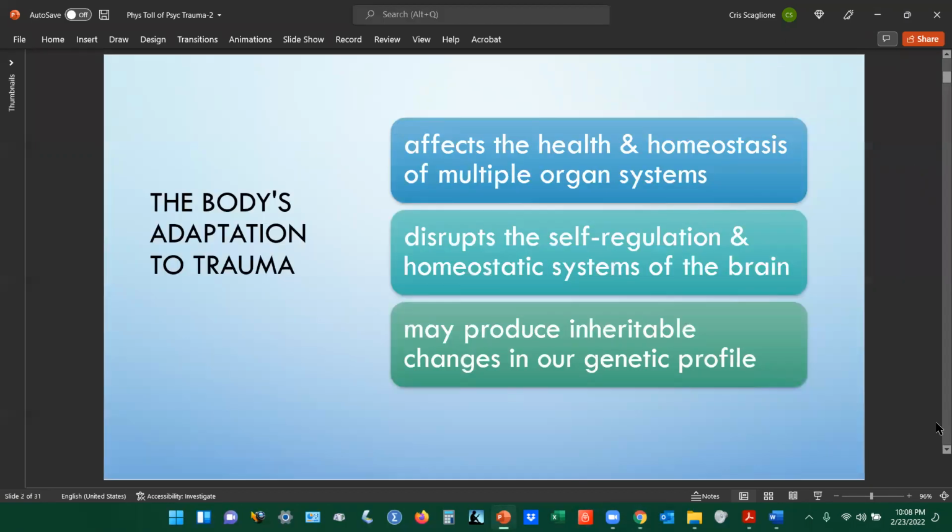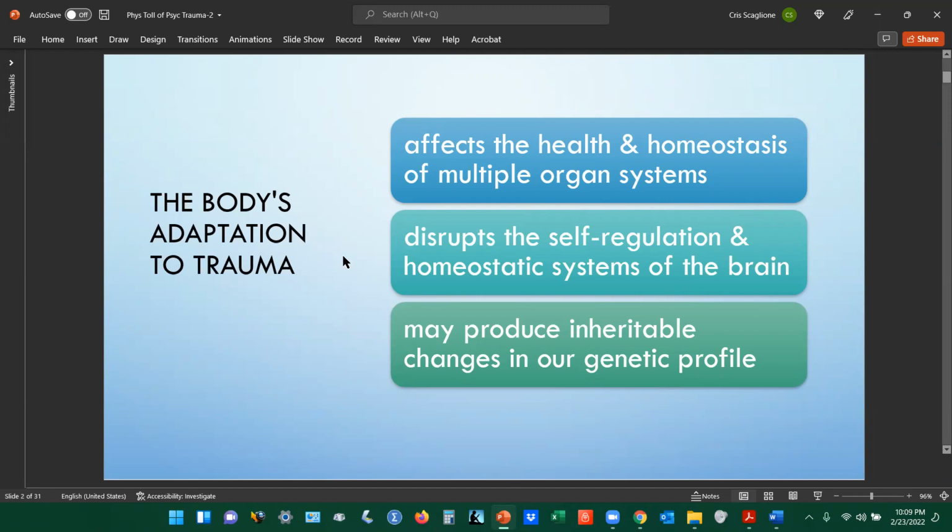The body's adaptation to trauma is pretty remarkable. And it allows us to call upon physiological and psychological resources to meet the demands of an emergency. It affects our health and homeostasis of multiple organ systems, pretty much all of the major organ systems, certainly our heart and lungs, as well as our brain, our endocrine systems, even our stomach.